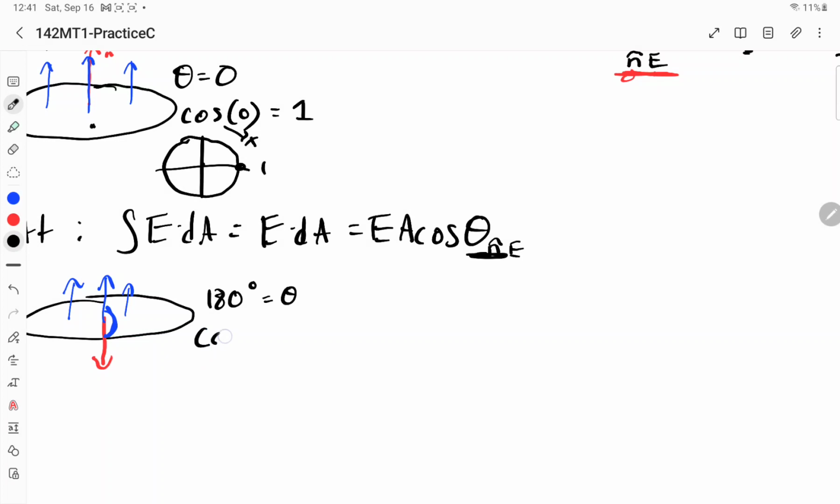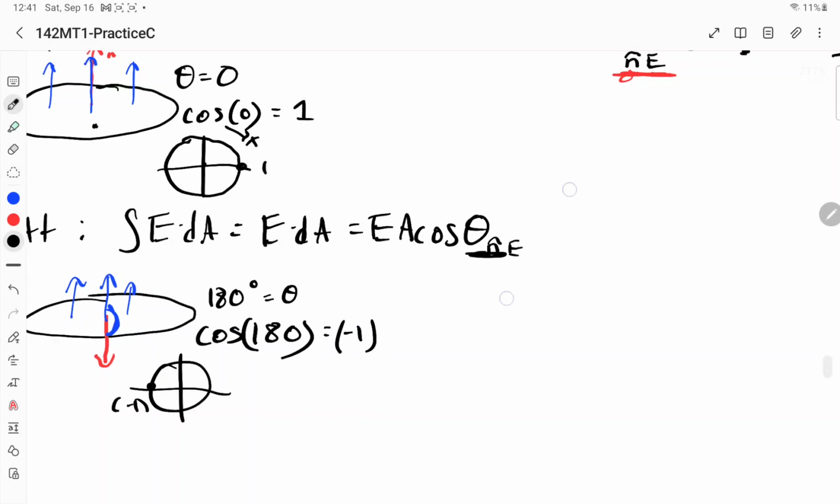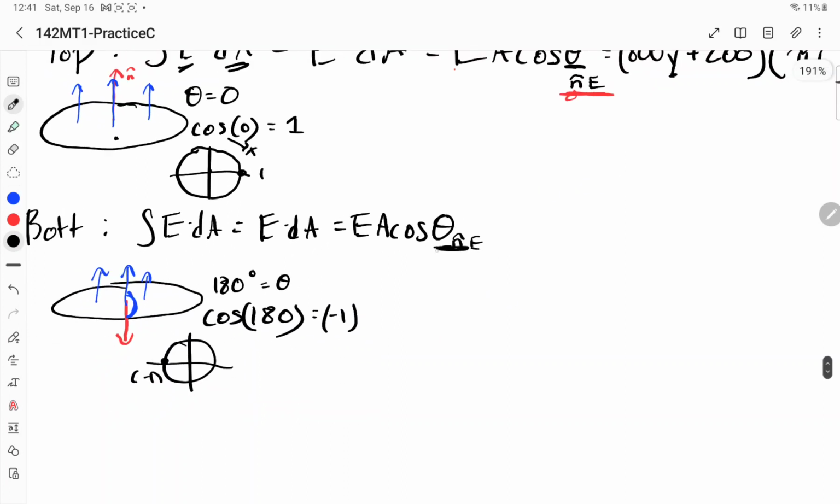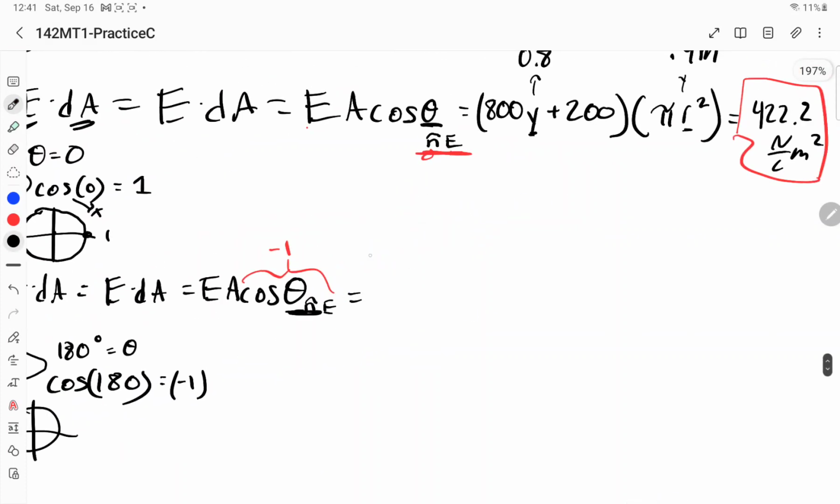So theta equals 180. Cosine of 180, if you forget what it is, let's draw a little unit circle. 180 is right here. What is that x coordinate? Well, that's -1. So cosine of 180 is equal to -1. Let's plug in everything else we know. So again, this is just an equation: E is equal to 800y plus 200.